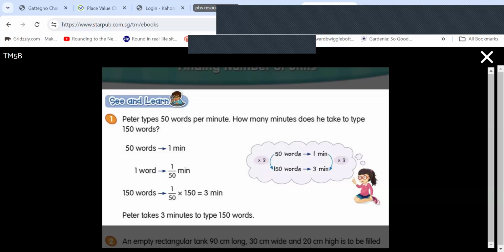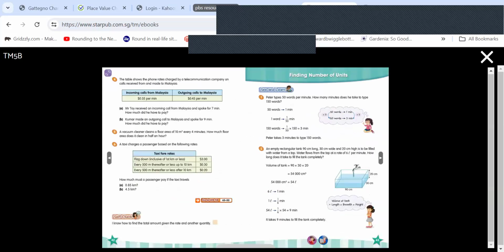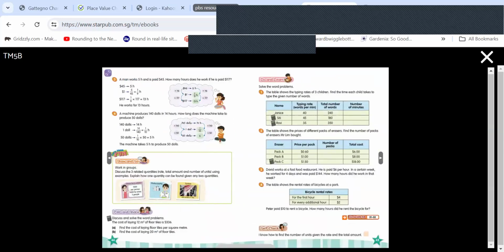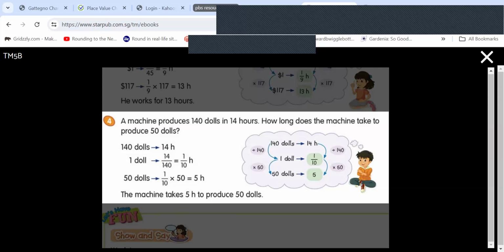Then multiply by 150. So this is the steps for finding units. Here's another example. And then you look at the next page. Here's another example.